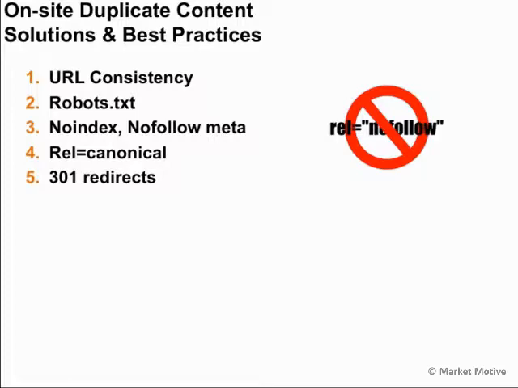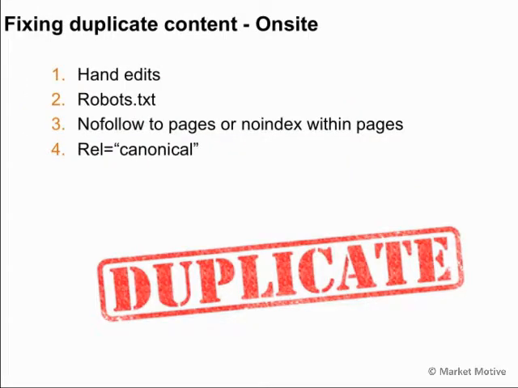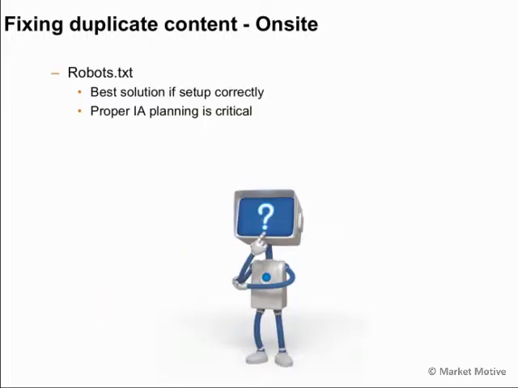Blocking content with robots.txt, noindexing and nofollowing content with noindex and nofollow, and then canonicalizing those tracking parameters and tracking URLs, or 301 redirecting non-www to www. The best way to fix on-site duplicate content is with a hand edit, going through and hand editing the code or rewriting duplicate content, followed by robots.txt and these other areas.